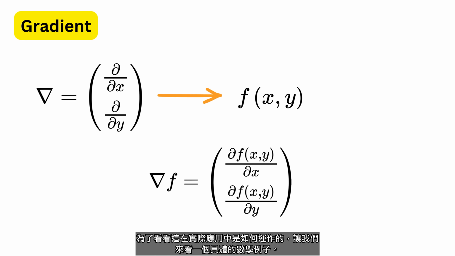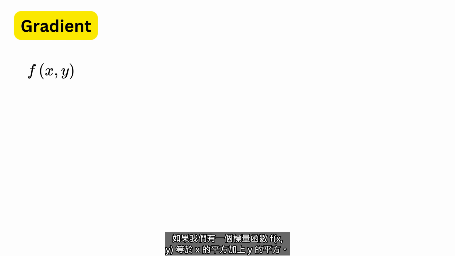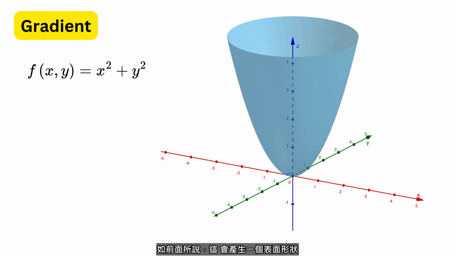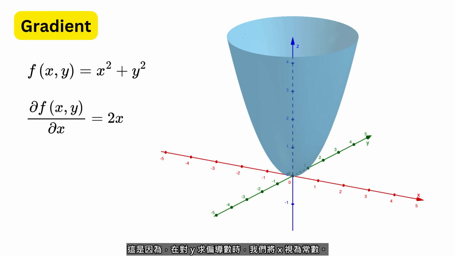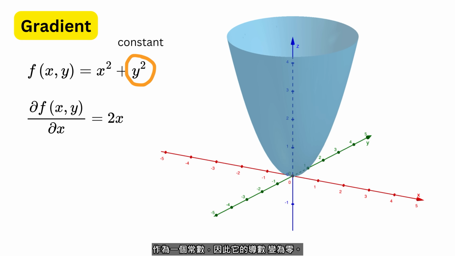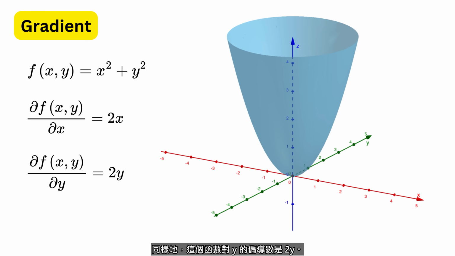To see how this works in practice, let us look at a concrete mathematical example. If we have a scalar function f(x, y) = x² + y². As mentioned earlier, this creates a surface shaped like a giant bowl or a pit centered at the origin. Now, the partial derivative of this function with respect to x is 2x. This is because, while taking a partial derivative with respect to x, we treat y as a constant, and thus its derivative becomes 0. Similarly, the partial derivative of this function with respect to y is 2y.